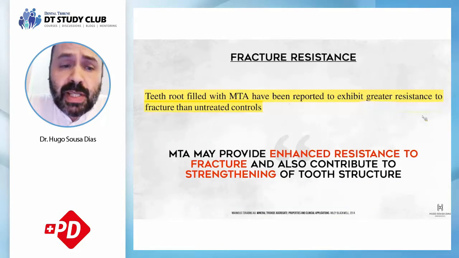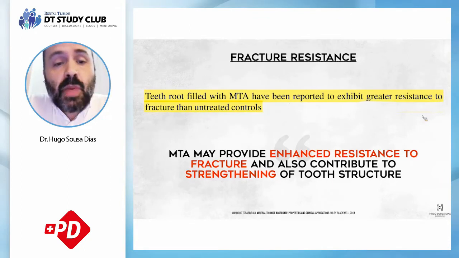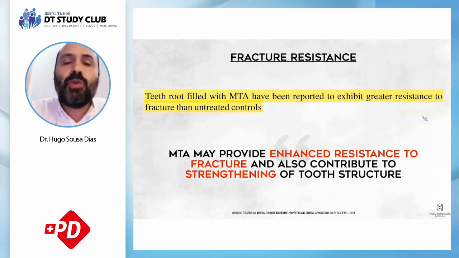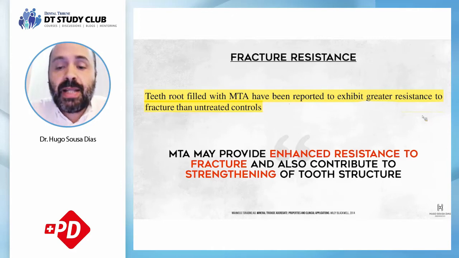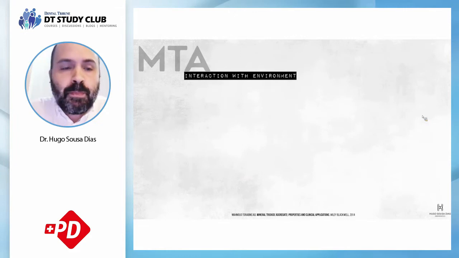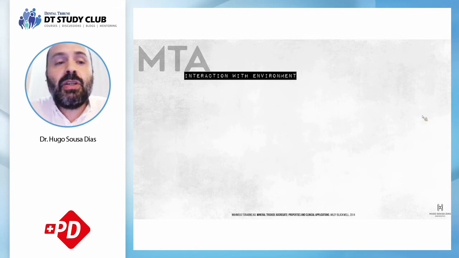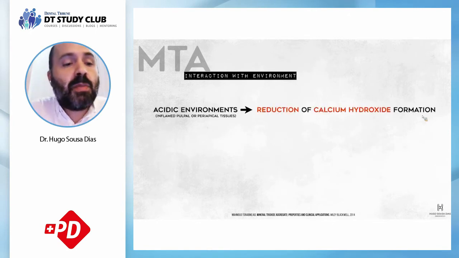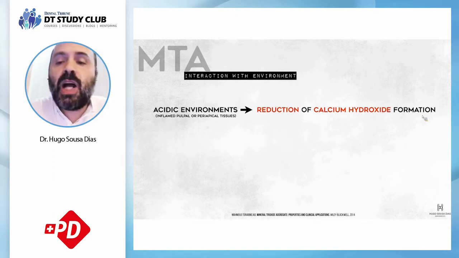And about fracture resistance, teeth root filled with MTA have been reported to exhibit greater resistance to fracture than untreated controls. MTA may provide increased resistance to fracture and also contribute to strengthening of tooth structure. But sometimes the environment can have an action on my MTA, and in the literature we found some information about that: the acidic environment in situations of inflamed pulp or periapical tissues. I'm going to have a reduction of calcium hydroxide formation.